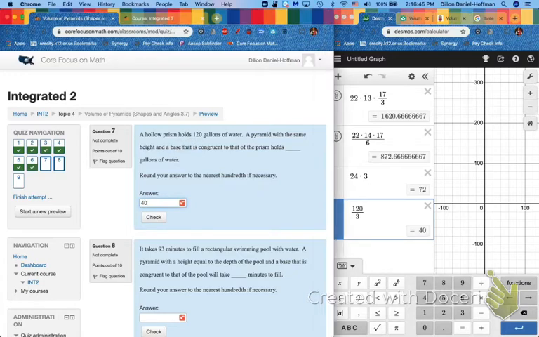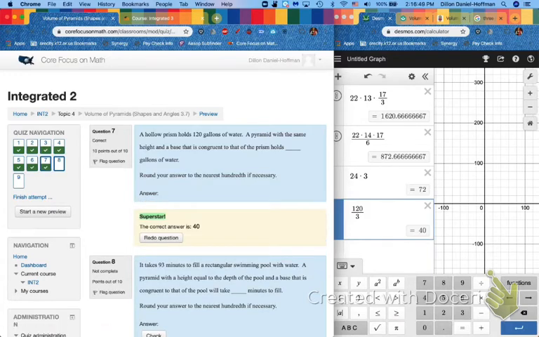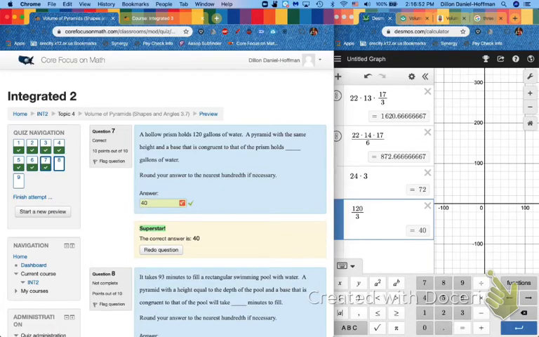It says to round to the nearest hundredth. Maybe you will if you get a number that's not divisible by 3, but we are a superstar whose number of 120 is, in fact, it divides evenly into 3.